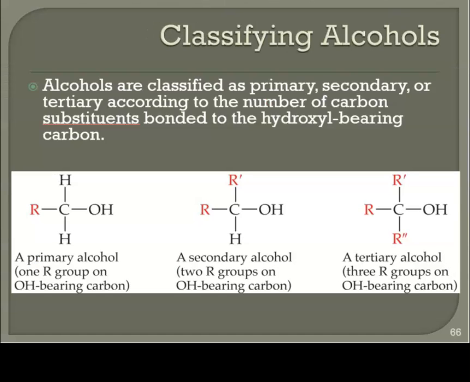So when we're looking at primary, secondary, tertiary alcohols, it's going to be based on the number of carbon substituents bonded to that hydroxide-bearing carbon. So for example, a primary alcohol is on a primary carbon, a secondary alcohol is on a secondary carbon, and then a tertiary alcohol is on a tertiary carbon. We can't have a quaternary alcohol because the carbon would be attached to too many things.